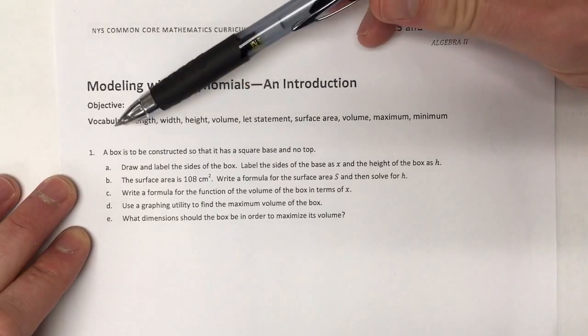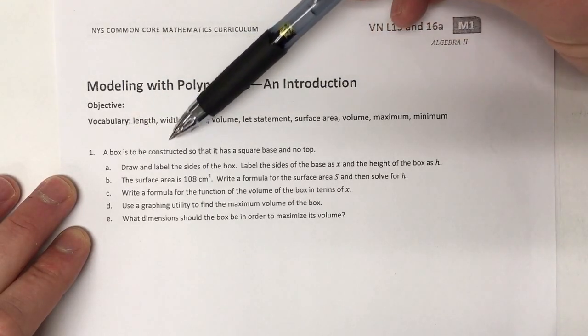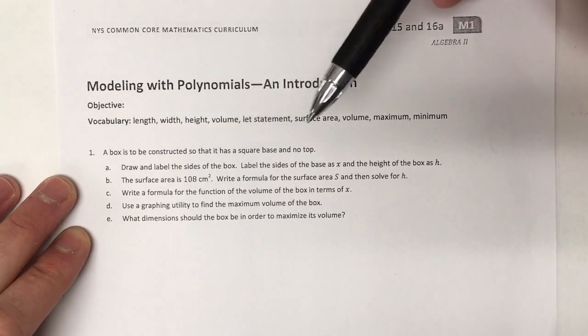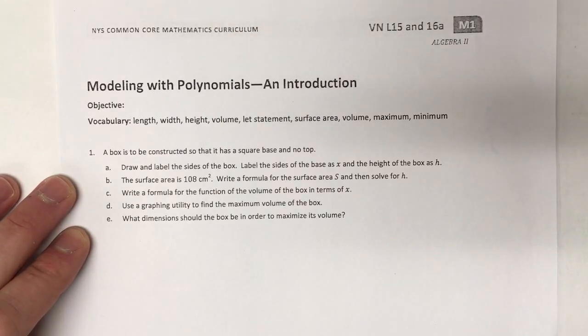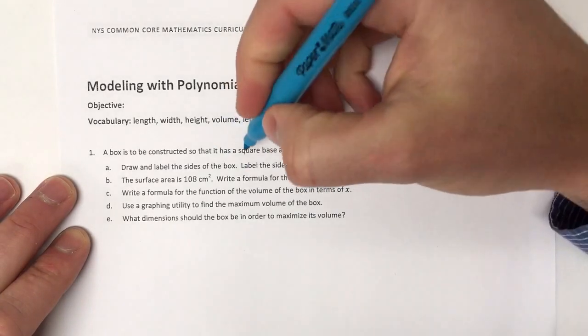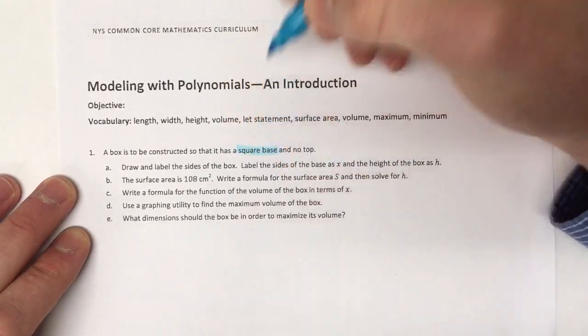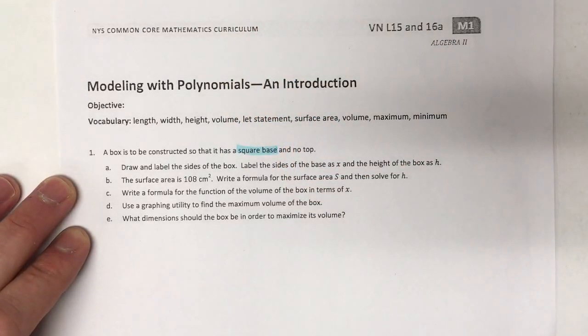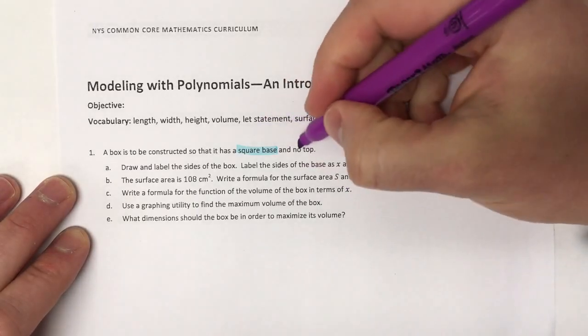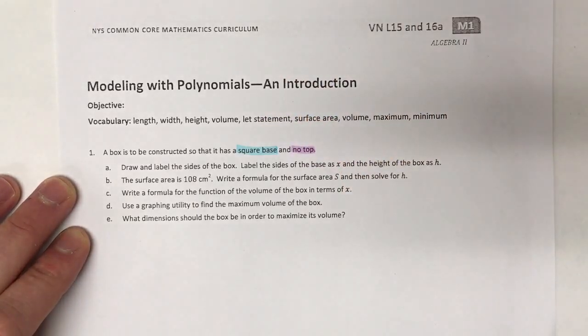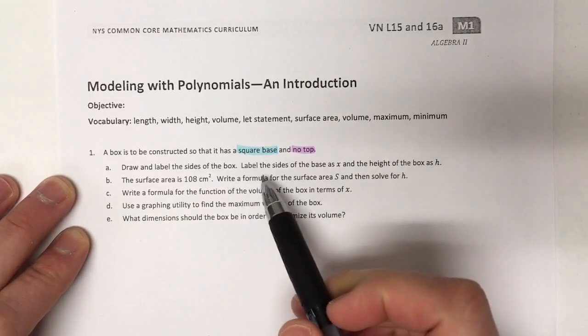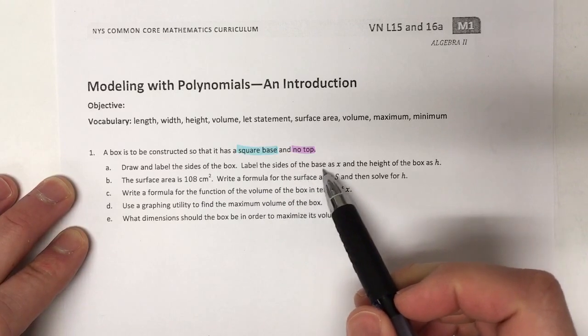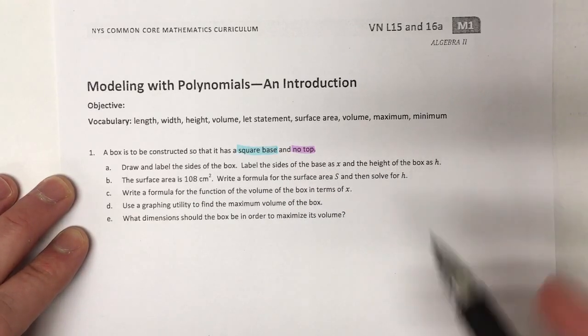And so what we've got here is a box is to be constructed so that it has a square base and no top. And so this information is really, really important as we go through this. So this has a square base with no top. Details are going to help me draw a picture, and ultimately that's something I really need. So it says draw and label the size of the box, label the size of the base with x, and the height of the box as h.